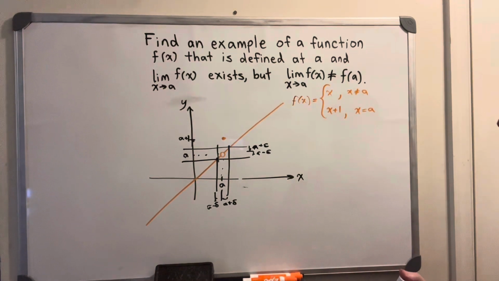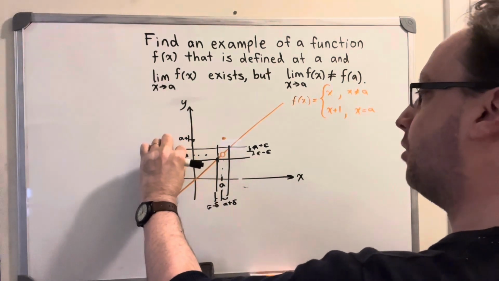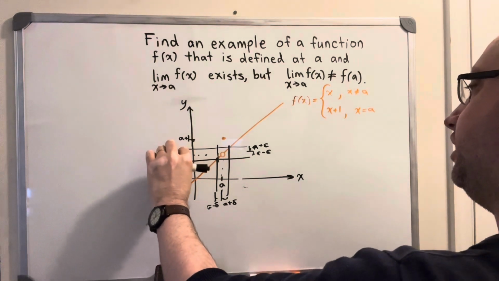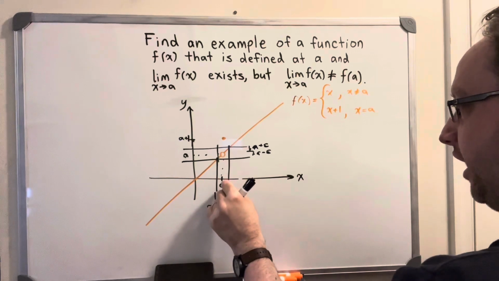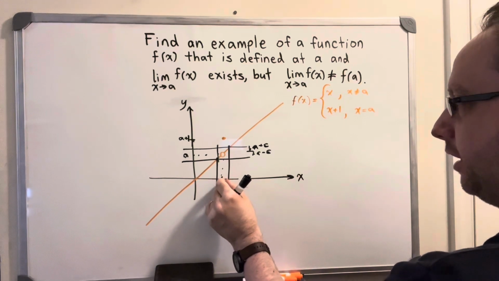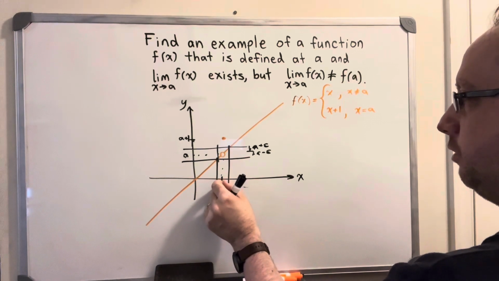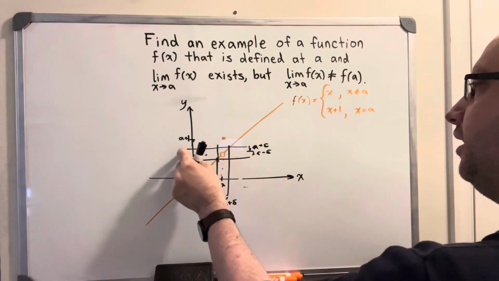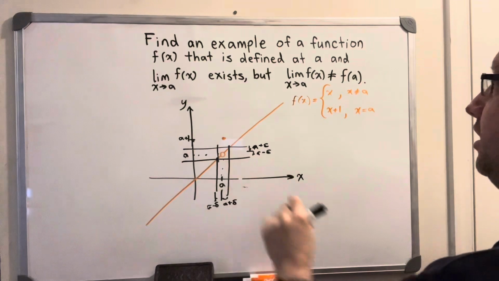So with this function, you can get as close as you want. You can set as small a tolerance as you want, and there will be a delta, not including a itself, but there will be a positive value of delta, saying that when you're within this closeness of a, then f of x will be within epsilon of a.